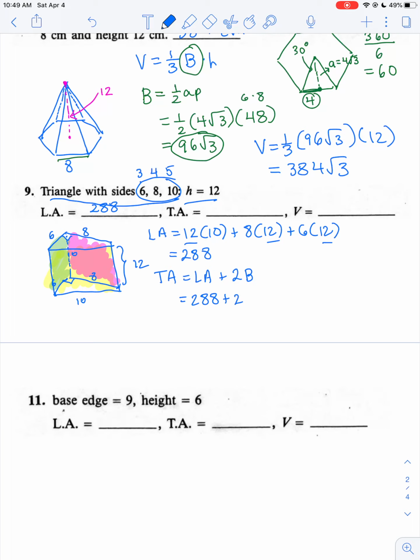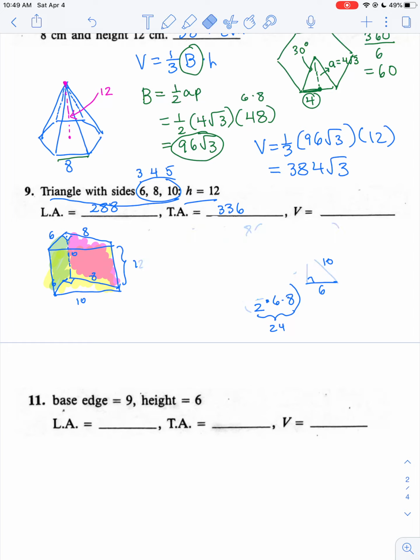The base of that prism is a right triangle. So if you take a look at a right triangle, 6, 8, 10, the area of any triangle is 1/2 base times height, where the base is 6 and the height is 8. So if you simplify that out, you will get that the area of the base is 24. And so your total area should be 336 when you add those all together.